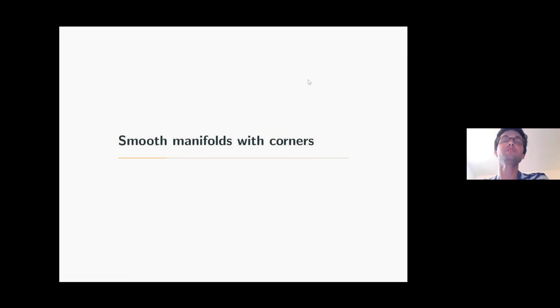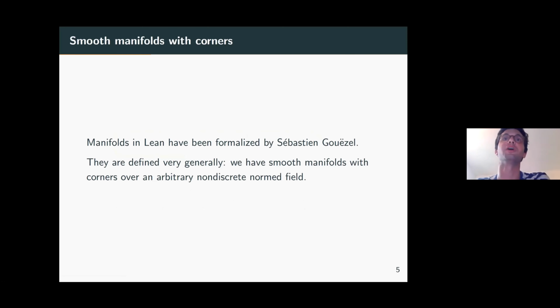So in the next minutes, I would like to just give you an overview of how manifolds are implemented in Lean in order to talk about more advanced stuff later. So manifolds have been formalized by Sébastien Gouëzel, who talked just before me, and they are defined in a very general context. As I mentioned before, they are smooth manifolds with corners over an arbitrary non-discrete normed field.